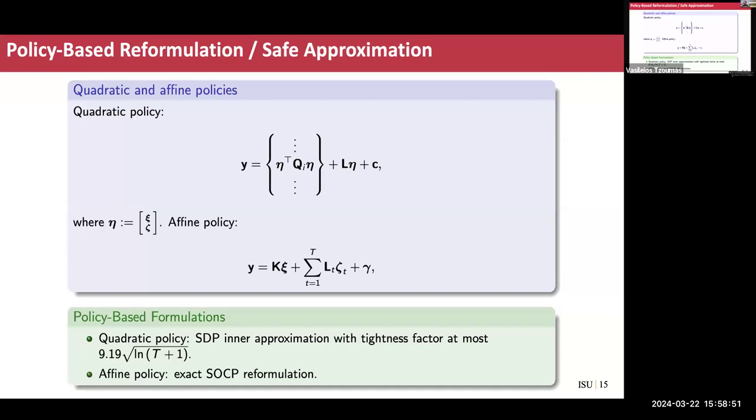Question. I see that here you make an assumption on the policy, if it's a quadratic or affine policy, right? Yes. But do you have any data that would confirm what is the optimal policy in fact? Yeah, that's a great question.